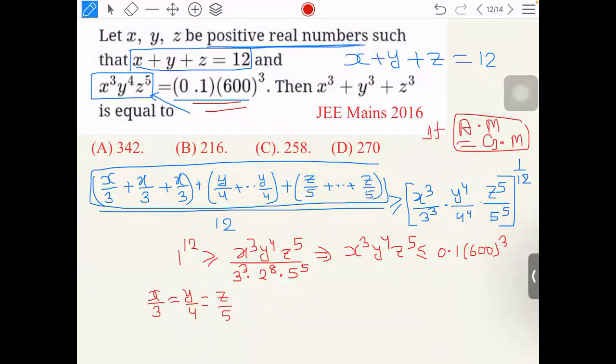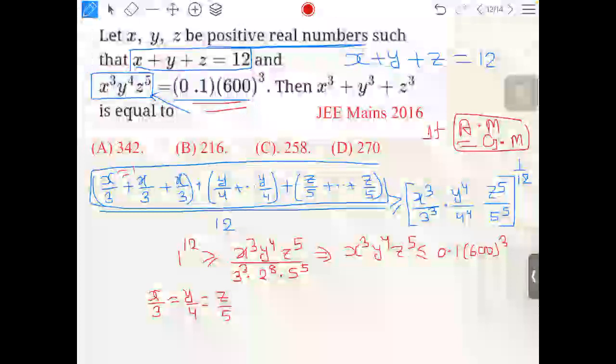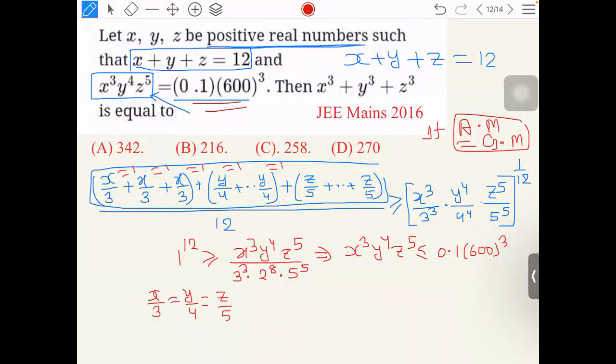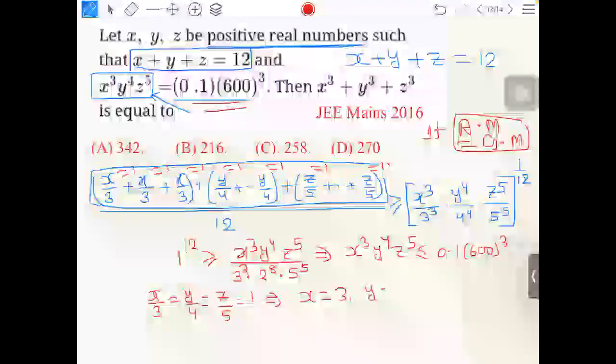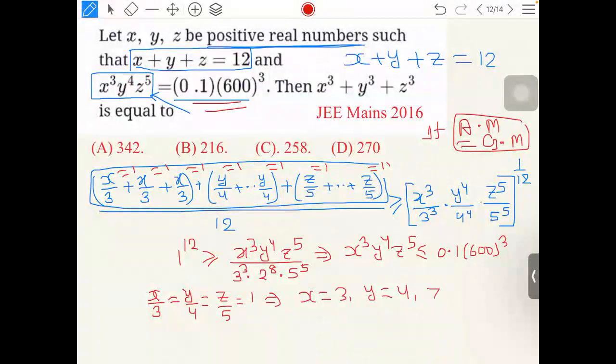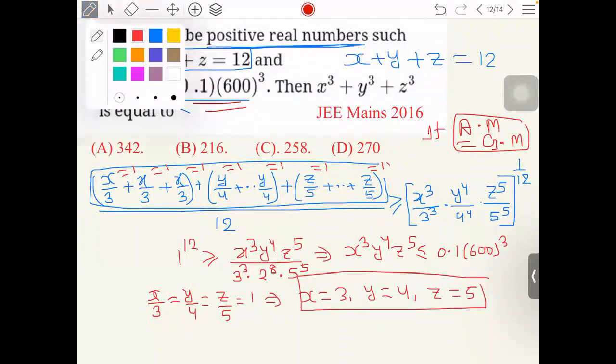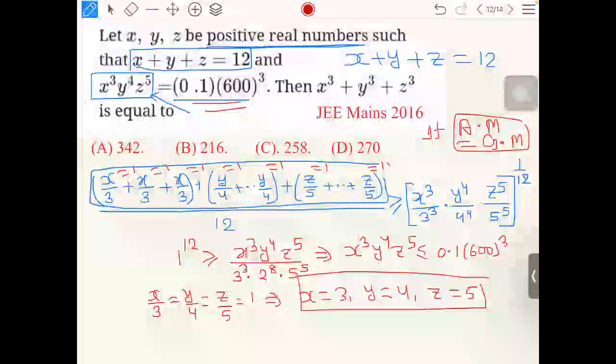That means all these are equal to 1. And so we have x equal to 3, y is equal to 4, z equal to 5. So the main thing is that AM and GM are equal when all the terms are equal.